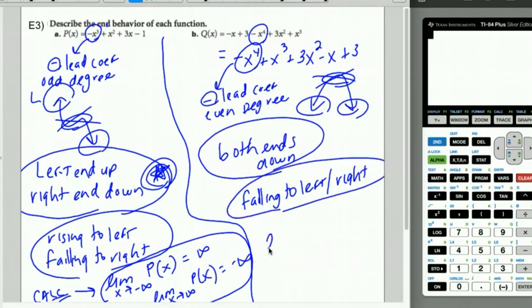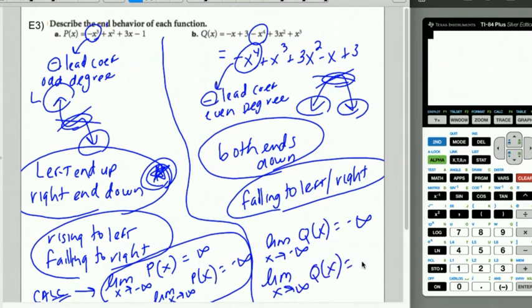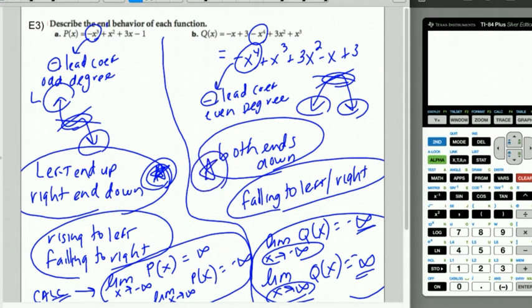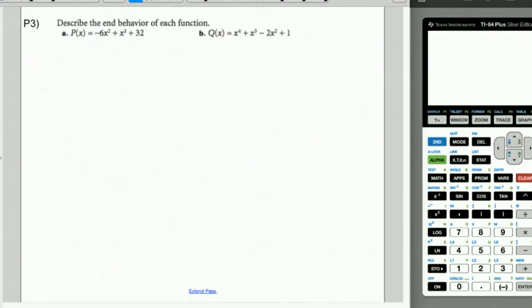If you wanted to write this in a really mathy way, you'd say the limit as x approaches negative infinity of q of x is negative infinity, and the limit as x approaches positive infinity of q of x is also negative infinity, right? This is saying as you go all the way left, going down forever. As you go all the way right, going down forever. So that's another way to write it. But again, I would pick this way. It's the easiest. All right, so let's go ahead and try a P3, that's the same idea.